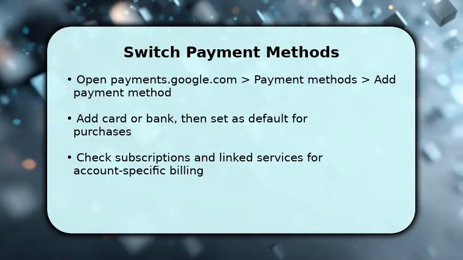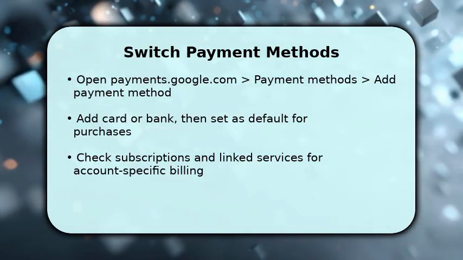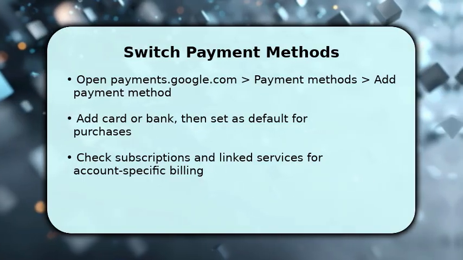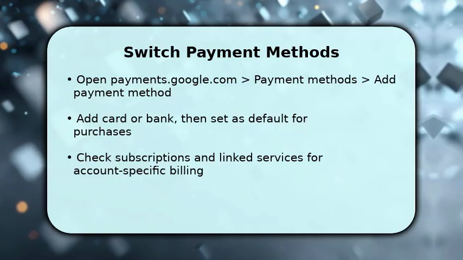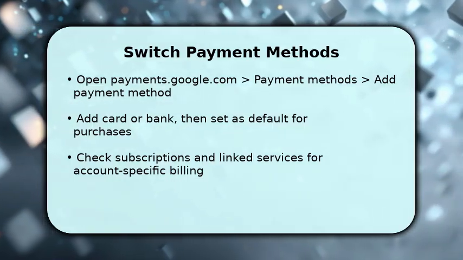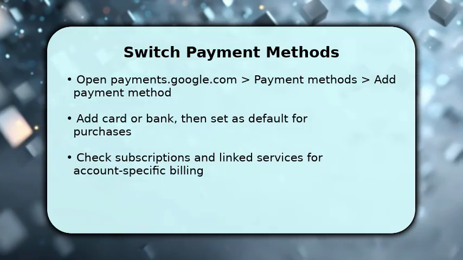Next, go to payments.google.com and open payment methods. Add the new card or bank account so Google can process future charges. Once added, set it as your default payment method for purchases and Google services. This changes where recurring fees charge.